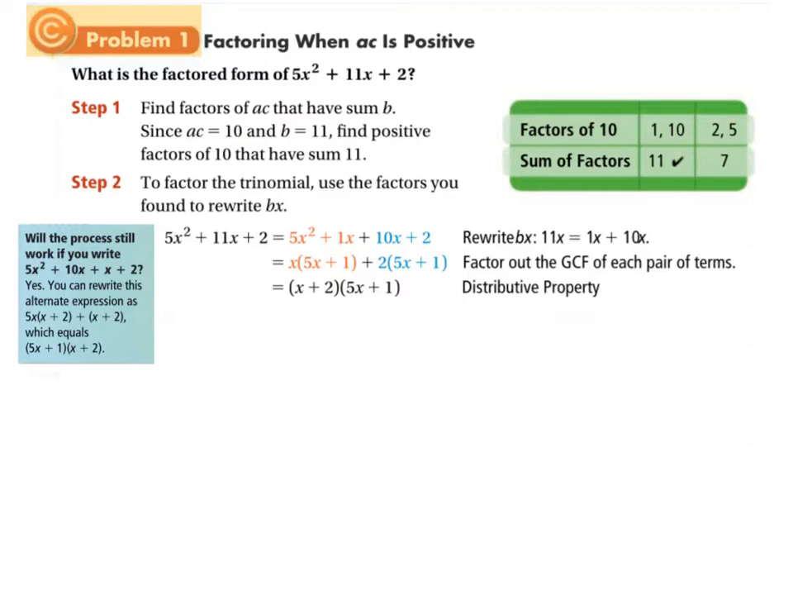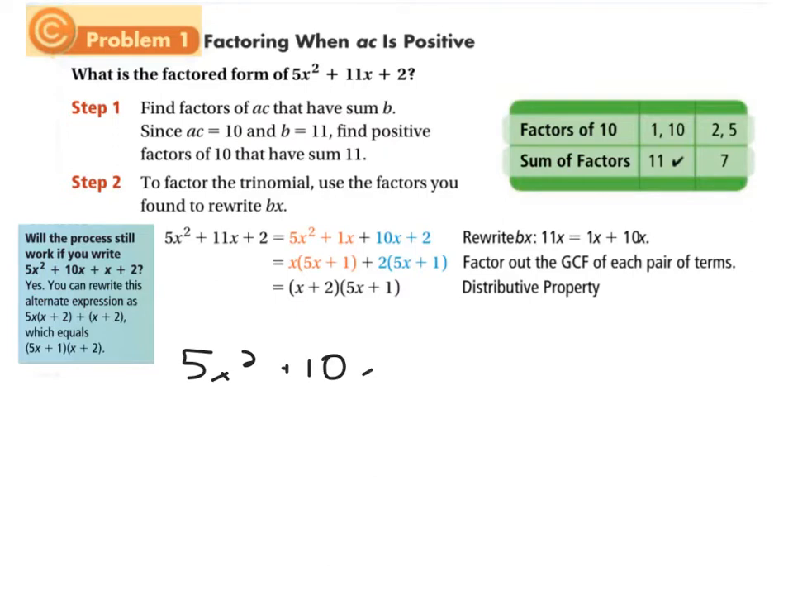Yeah? Now it says on here on the left, well, the process works the same if instead of writing 1x, you wrote 10x first. Okay? They said, yes, you can rewrite this as an alternate expression. I'm going to show you that instead of just reading it over here. What if you wrote 5x squared and put the 10x first?